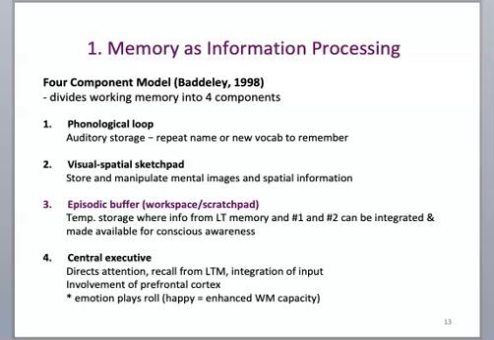In order for you to calculate 87 plus 36, you have to pull from your long-term memory the rules for how to do that. So all this information from the phonological loop and the visual sketchpad goes to the episodic buffer. And once it's in there, the episodic buffer, this workspace, is going to be pulling rules from your central executive, the fourth one there, right? The central executive directs attention, recall from long-term memory, and integration of input. It involves the prefrontal cortex.